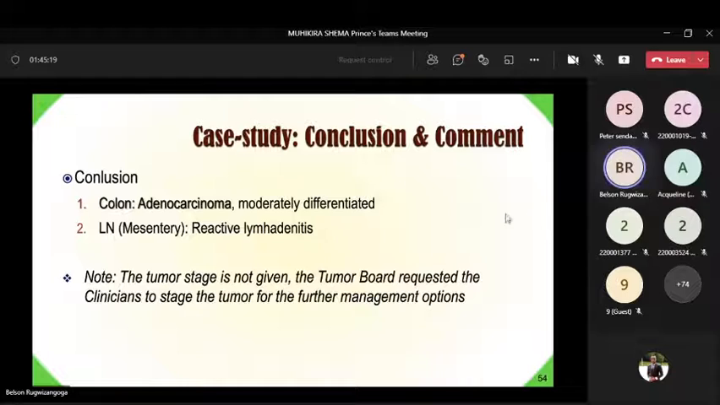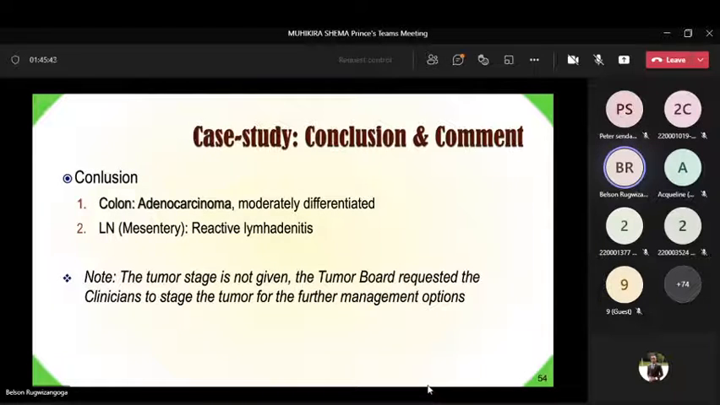So we concluded adenocarcinoma of the colon, moderately differentiated, but the lymph nodes were not involved. They just showed inflammation, chronic reactive lymphadenitis. So here there is a mistake. P is missing, so we did not give the stage of the tumor.